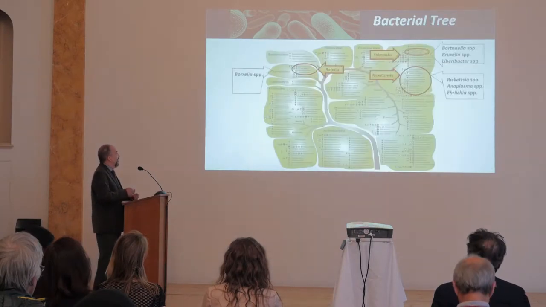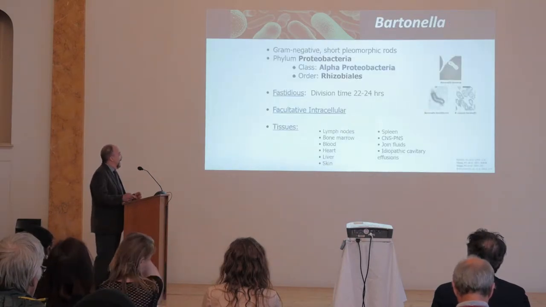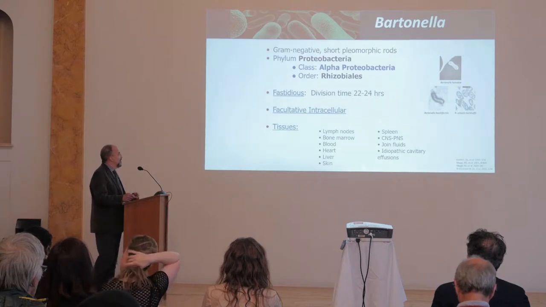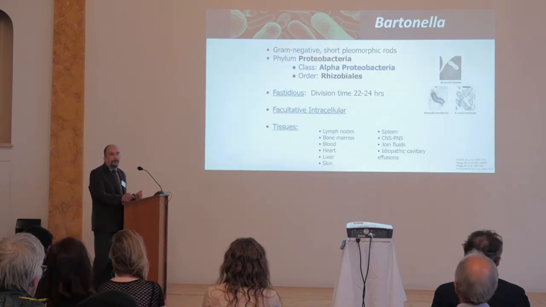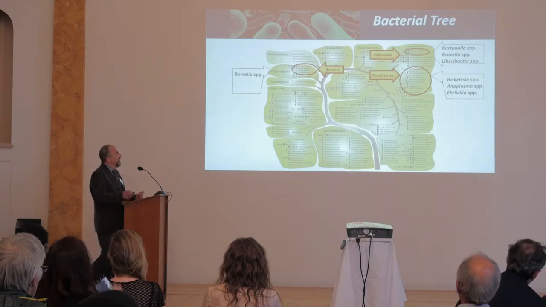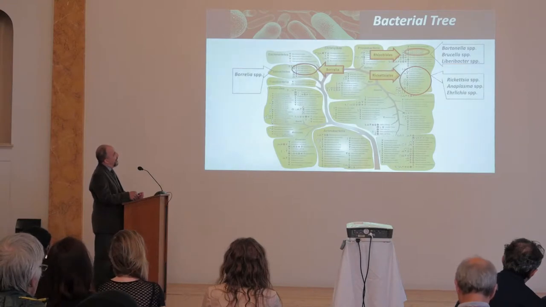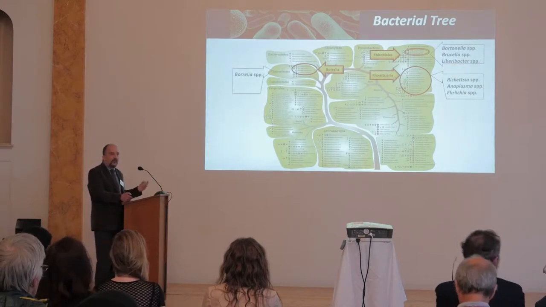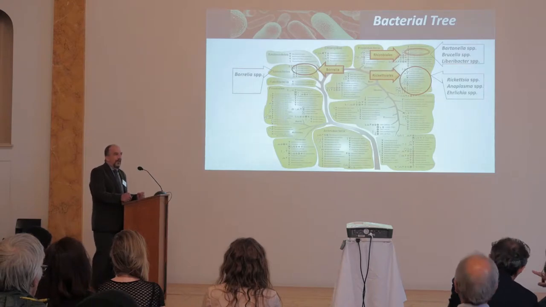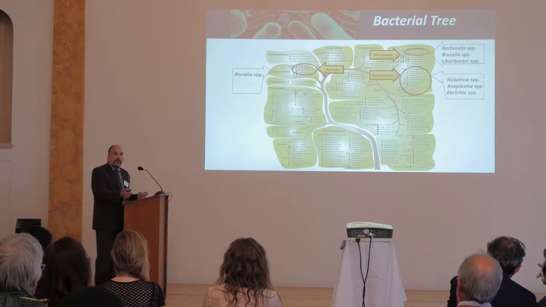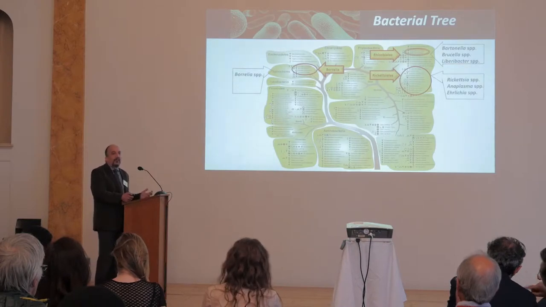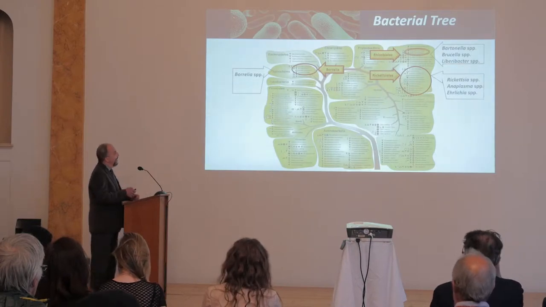And again, facultative intracellular, and those are at least the tissues that we know Bartonella could be residing in. Just to give you an idea of the map of the bacteria, Bartonella is up here. The closest related one is Brucella, that you know, and Liberibacter, for those of you that know something about agriculture and like orange juice or something like that. This is a typical pathogen related to citrus infection. But it's also related to the Rickettsia, Anaplasma, and Ehrlichia.